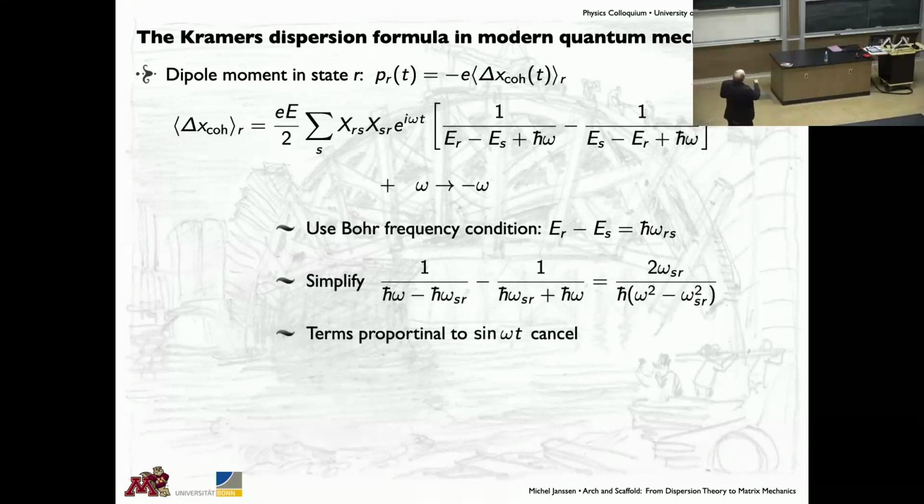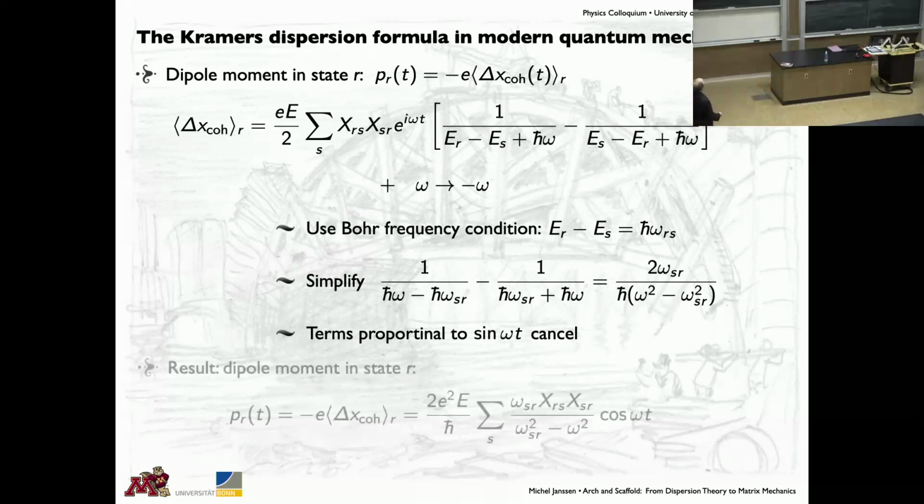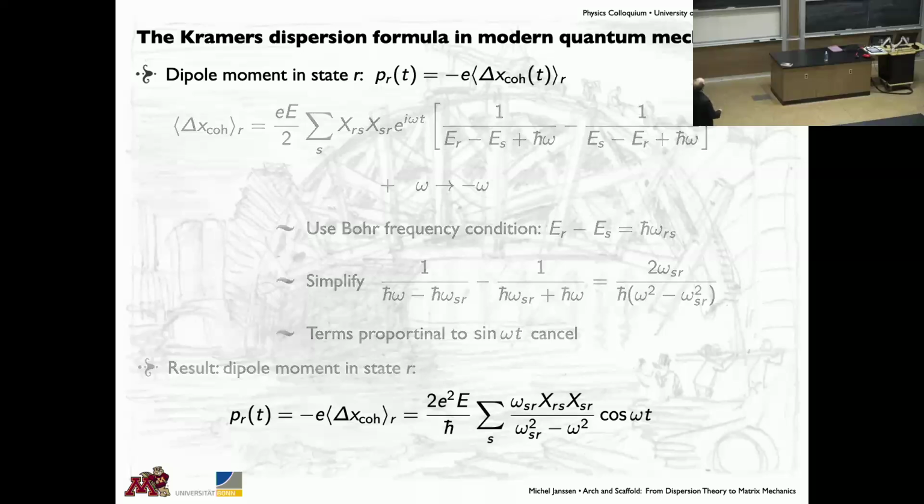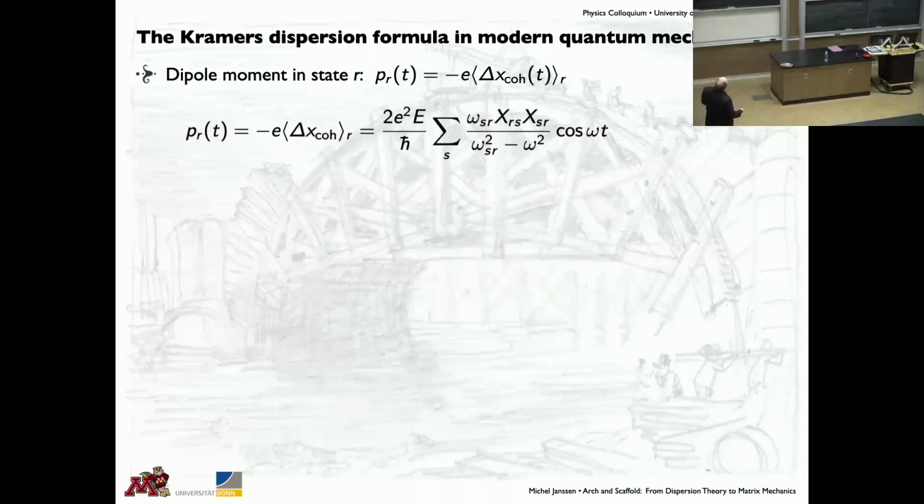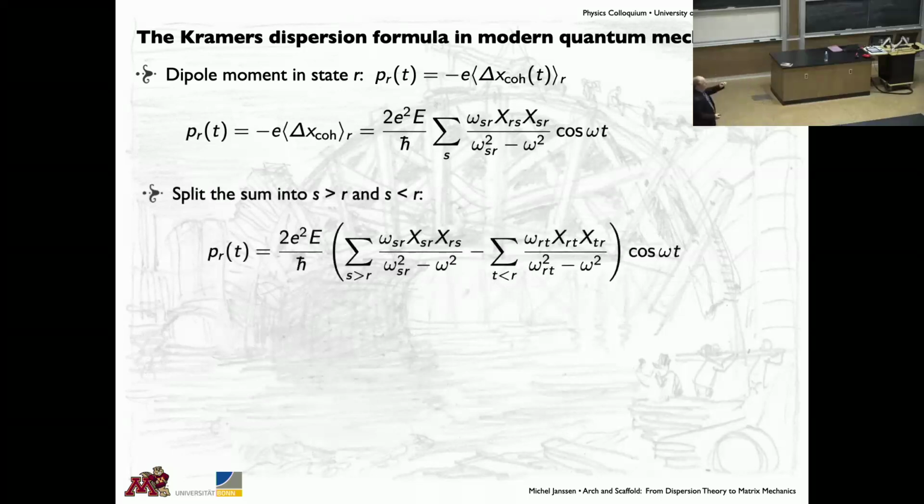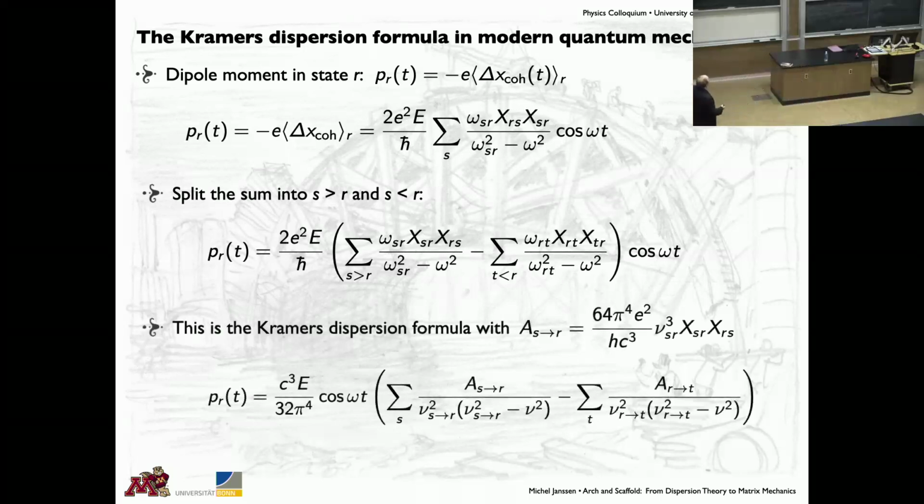The fact that it's real, sorry for the typo, means the signs here are going to cancel, and you get this dipole moment. Now it's just a matter of writing the sum differently, splitting it. We're talking about the system in some state R. Splitting the sum into states above and states below R, you get these two characteristic terms.